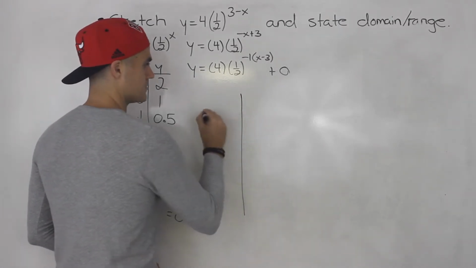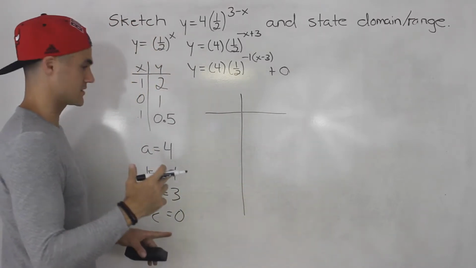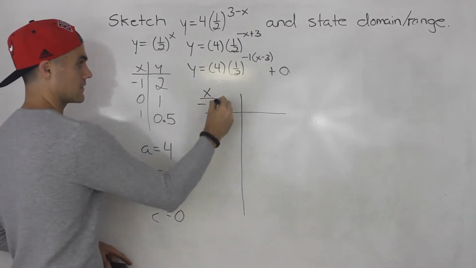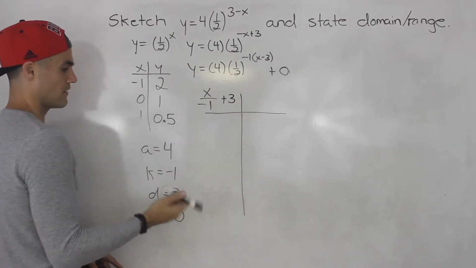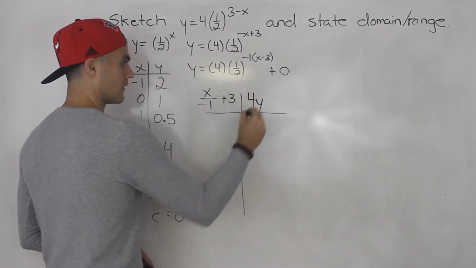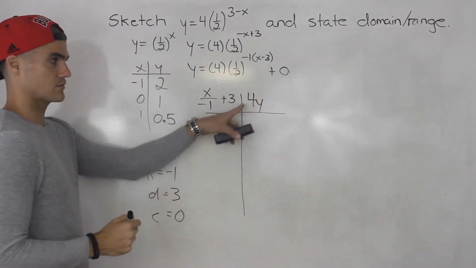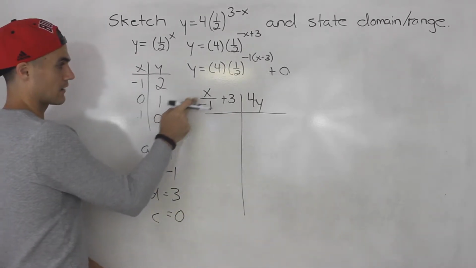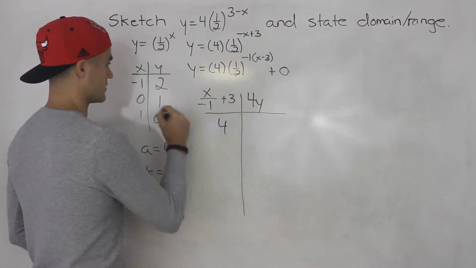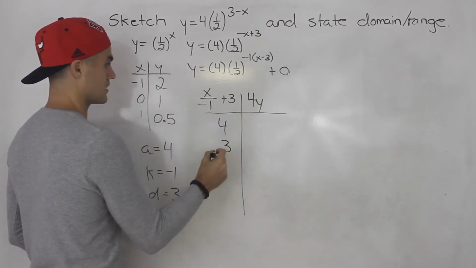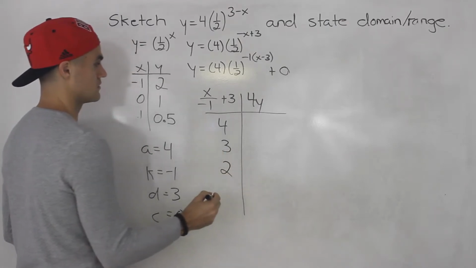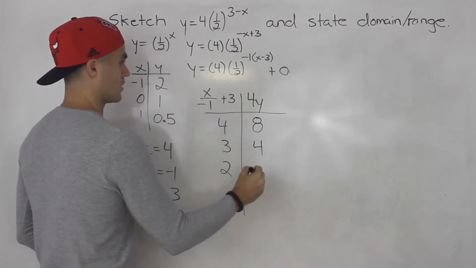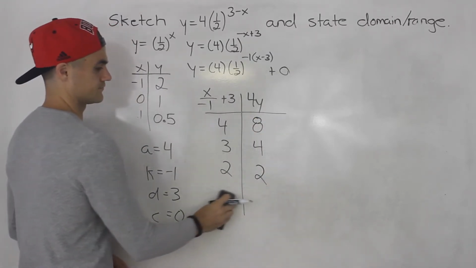So using the formula x over k plus d, ay plus c, all the x values, we are going to divide by -1, the k value, and then we're going to add the d value of 3. All of the y values we're going to multiply by 4, and then add the c value of 0. So just basically multiplying all the y values by 4. So -1 divided by -1 plus 3, that gives us 4. 0 divided by -1 plus 3 gives us 3. And then that gives us 2. Multiplying all these by 4, so we'll have 8, 4, 2, like that.